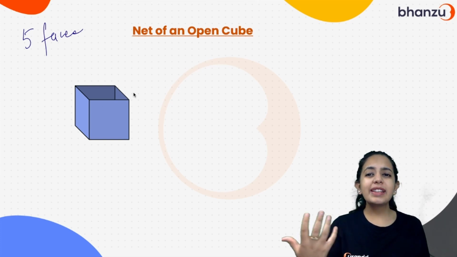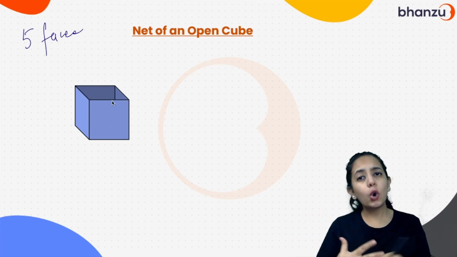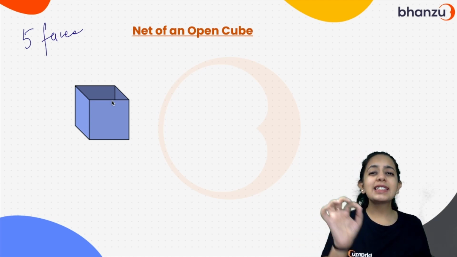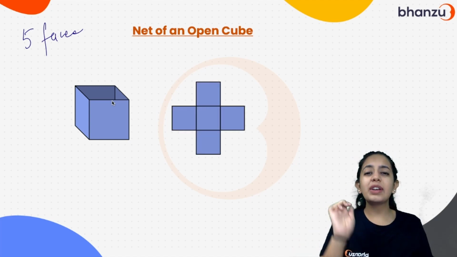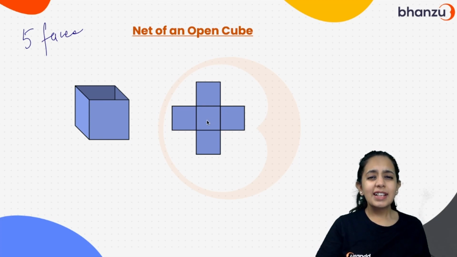Okay, now how about the net of this cube? Yes, if you're going to open it, you're not going to see 6 faces. Actually, you're going to see only 5 faces. For example, this. So that's the base and these are the 4 walls of it.